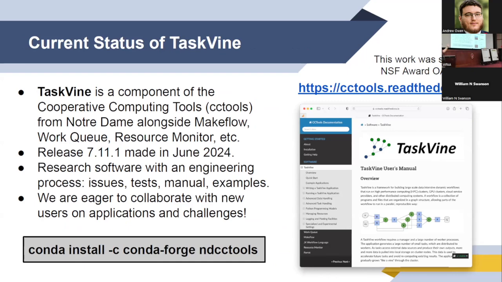So just sort of the status of TaskVine. TaskVine is a component of the cooperative computing tools. Well, it's release 7.11.1. That's of our whole stuff. That's about the 3rd release of TaskVine made this month. This is research software, but we have an engineering process. We don't have the army of staff that Condor has, but we're pretty careful with the stuff, and we want it to work, and we're interested in finding new users.